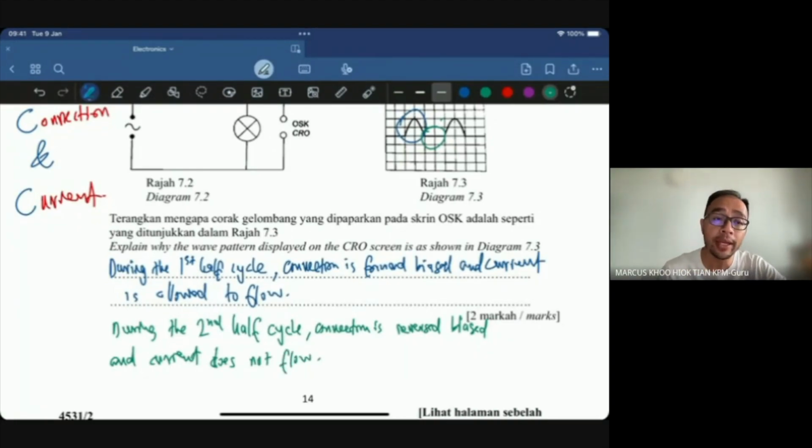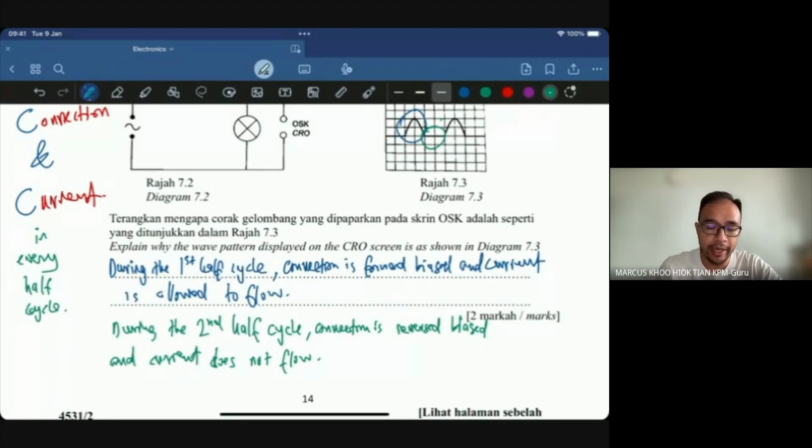Whenever you explain a rectification, especially half-wave rectification, talk about the connection and the current in every half cycle. There are only two half cycles: first half cycle, second half cycle.